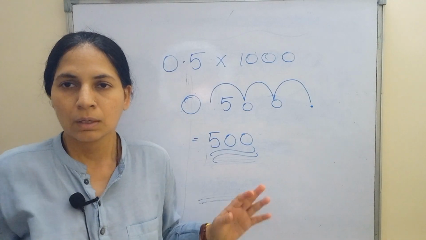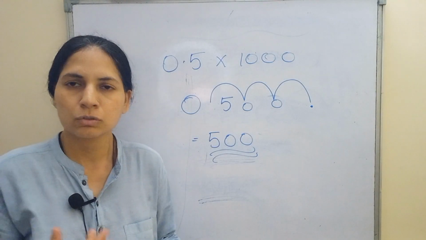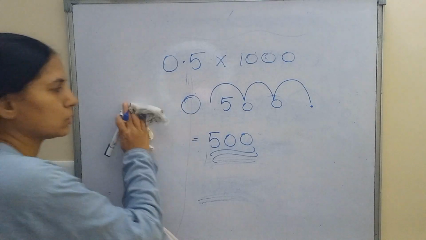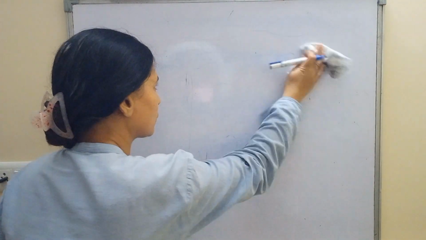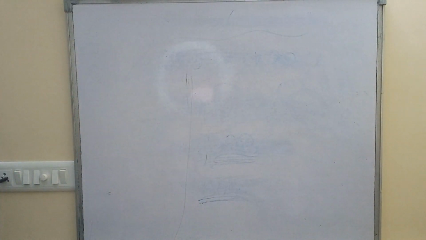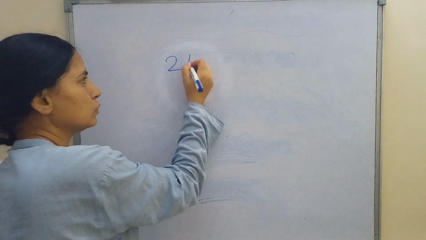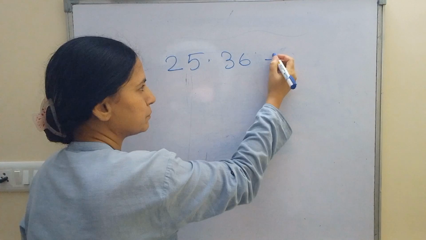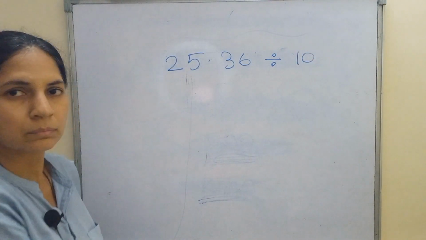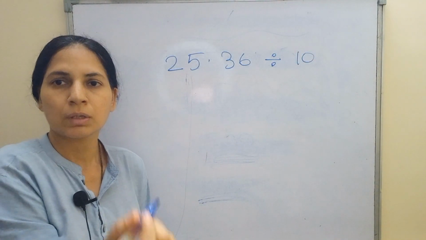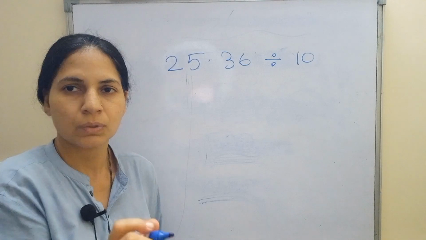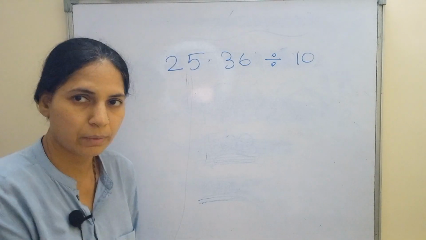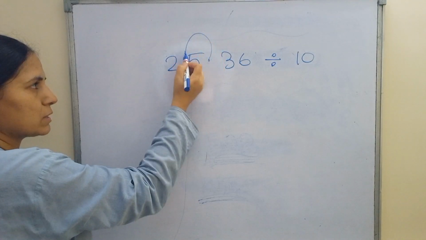Did you follow this? So that I can go in for division. Okay, let's go ahead to the division part. If it is 25.36 divided by 10, how will you do it? Same, the decimal is going to jump but backwards. Now here the decimal will jump here.